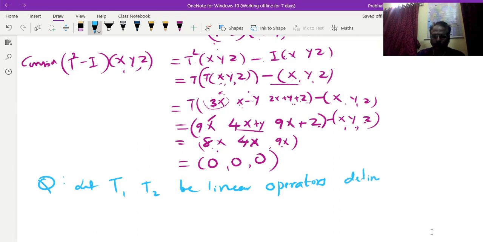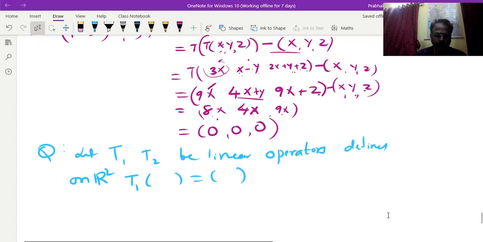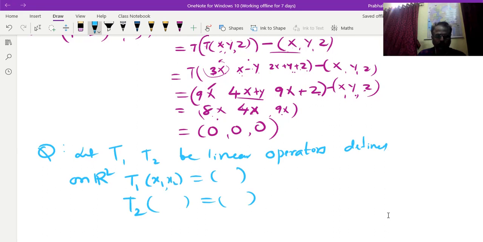Defined on R square as first one and second one. First one: suppose a two-dimensional number x1, x2 here, what happens? Some change happens here. Whatever the change is, these two x1, x2 become x2, x1, an interchange. 1, 2 becomes 2, 1. Right hand, left hand becomes left hand, right hand, like that. Second one is a projection.